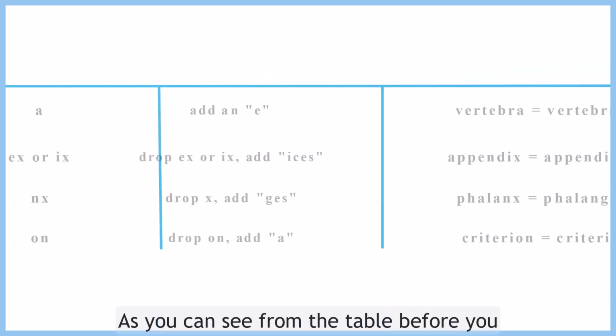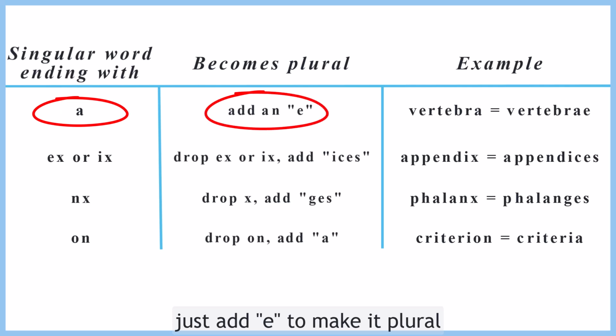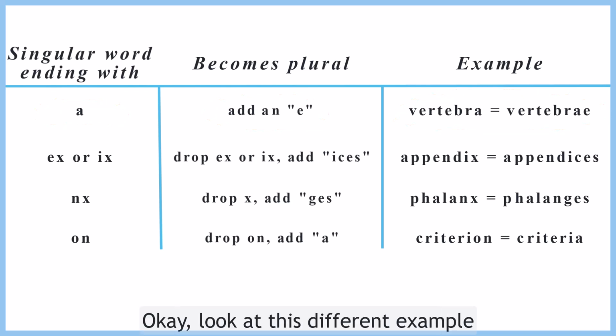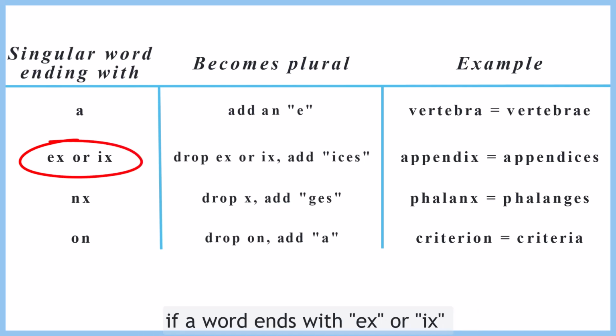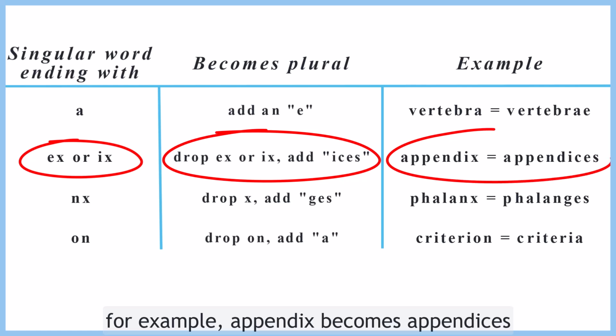As you can see from the table before you, if a singular word ends with a, just add e to make it plural. Like the example we have, vertebra becomes vertebrae. Okay, look at this different example. If a word ends with ex or ix in its singular form, just drop the ex or ix and add ices. For example, appendix becomes appendices.